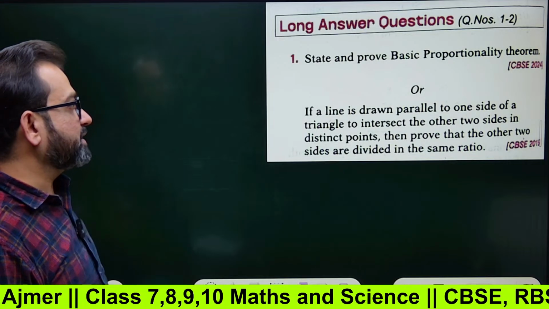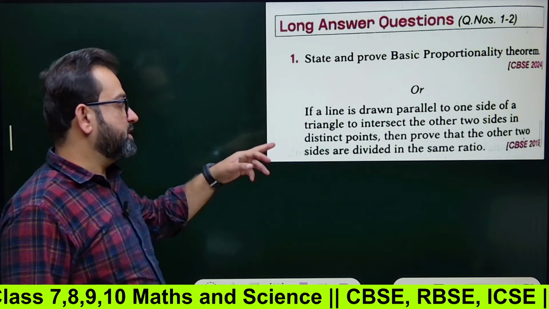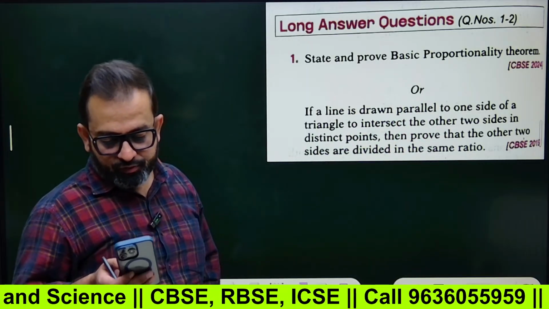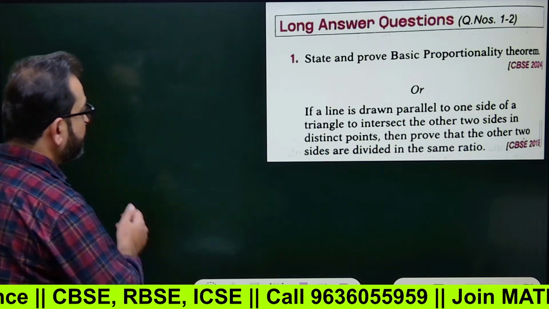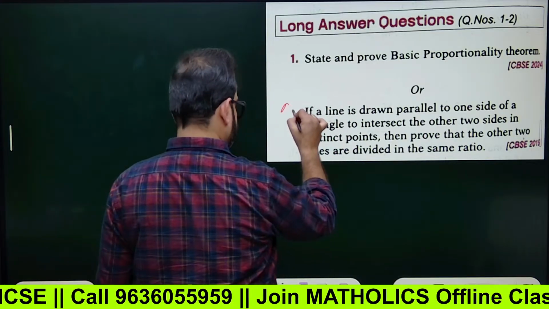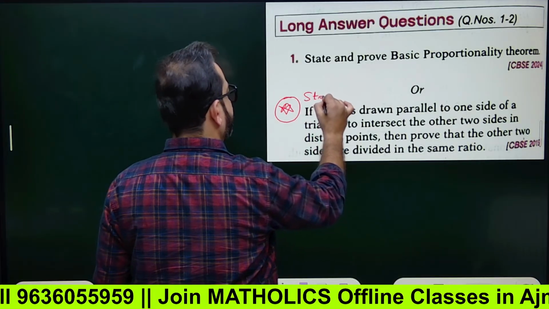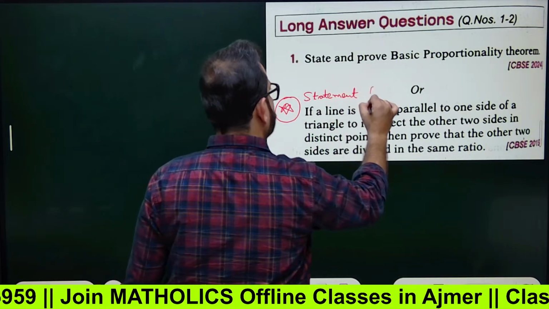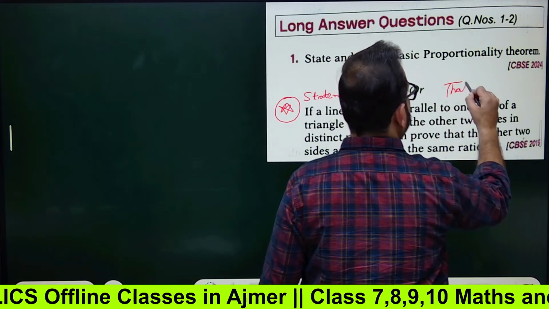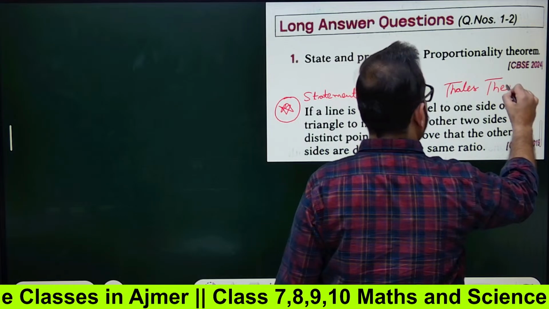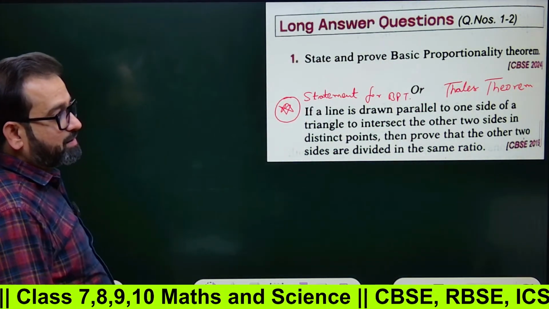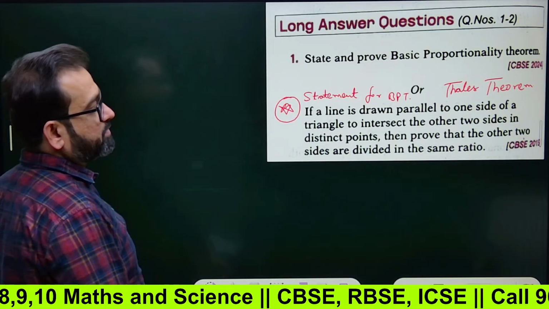If a line is drawn parallel to one side of a triangle to intersect the other two sides in distinct points, then prove that the other two sides are divided in the same ratio. This we have to prove, right? State and prove means you have to write this statement also. This is the statement for BPT, the basic proportionality theorem, or you can also call it Thales theorem.